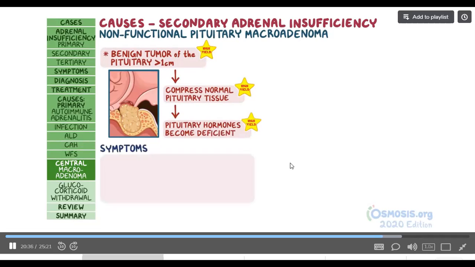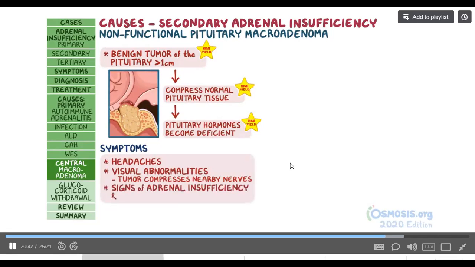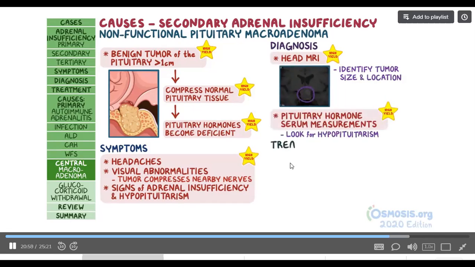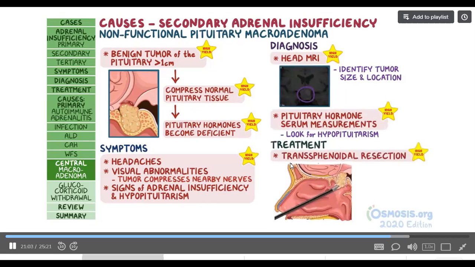Regarding symptoms, the tumor can cause headaches, and as the tumor compresses on the nearby nerves, visual abnormalities. Individuals can also develop signs of adrenal insufficiency and hypopituitarism. Diagnosis is based on a head MRI to identify the tumor's size and location, and pituitary hormone serum measurements to look for hypopituitarism. Treatment is usually transphenoidal resection, which is when the tumor is removed through the nose.